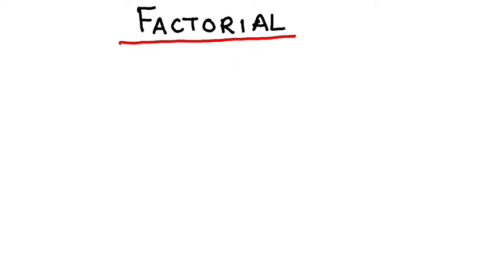Hello students, I'm starting this video class for the chapter permutation and combination, and in that chapter the very first concept that you have to learn is the concept of factorial. Now what is a factorial?